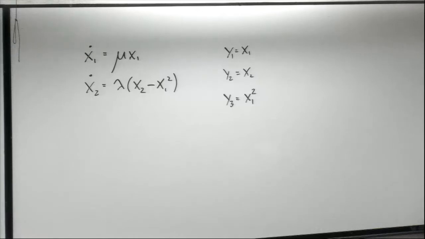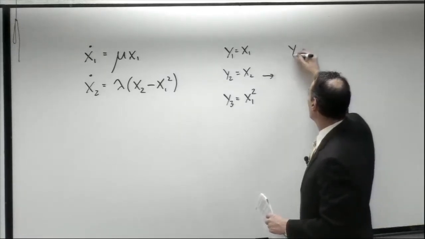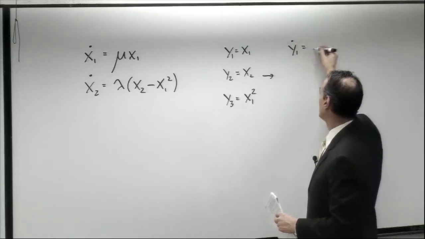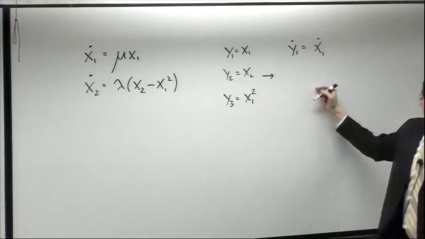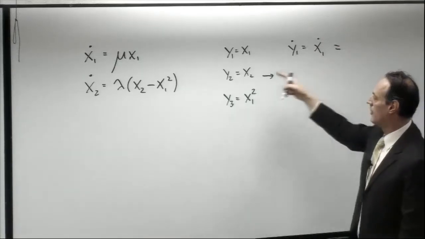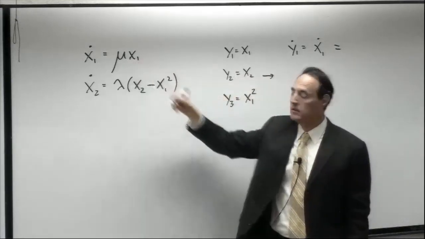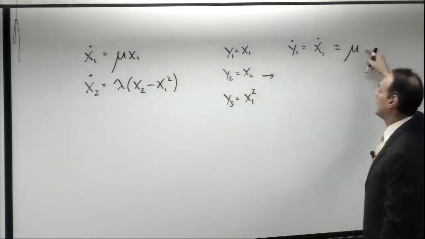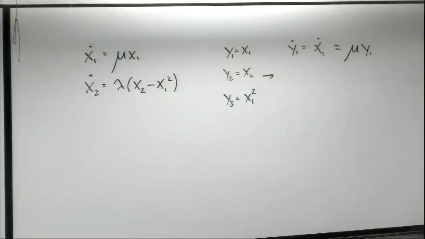Okay, fair enough. Well, let's do some math here. Differentiate both sides. Y1 dot is equal to X1 dot. Oh, but what's X1 dot equal to? Well, X1 dot, it's right over here. It's mu x1, but x1 is y1. I get back pretty much the same equation, unchanged, right?